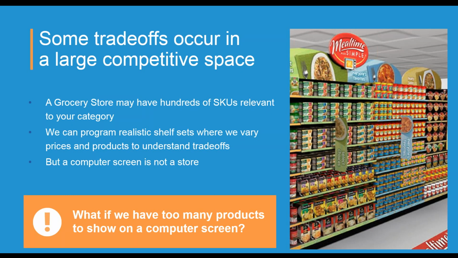Of course, we can program realistic shelf sets using all those hundreds of SKUs and have people do a virtual exercise, walking up and down the aisle and making choices, etc. But my personal issue with that is you cannot have dozens of choice tasks showing these big virtual aisles to respondents. Essentially, a computer screen is not a store. So the big question is, what if we have too many products to show on a computer screen?